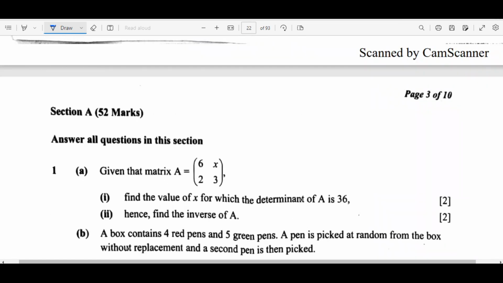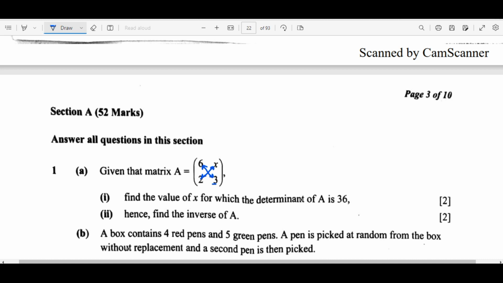So you're going to multiply because we have a 2x2 matrix. This is what we call the major diagonal, and this is the minor diagonal. When we say major diagonal, we're looking at 6 and 3, and when we say minor diagonal, we're looking at 2 and x. First of all, we have to multiply the numbers in the diagonal.